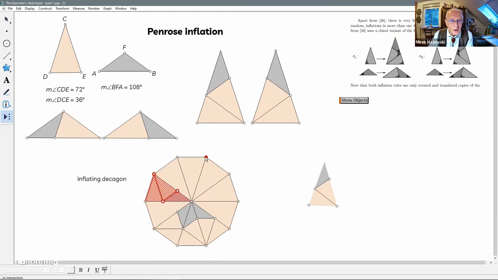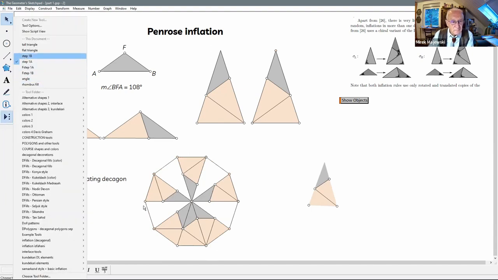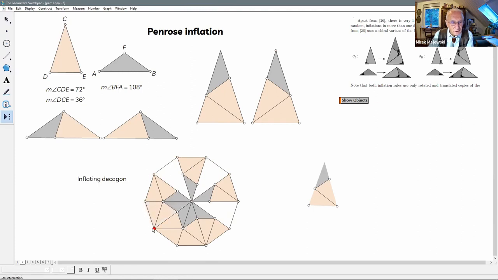Every other one, okay, with this rule. And now let's remove this thing because this is the background. I don't want to have it. Okay, take this one, and then we're applying this rule. So what happened here, we are inflating the whole decagon into smaller triangles, okay?